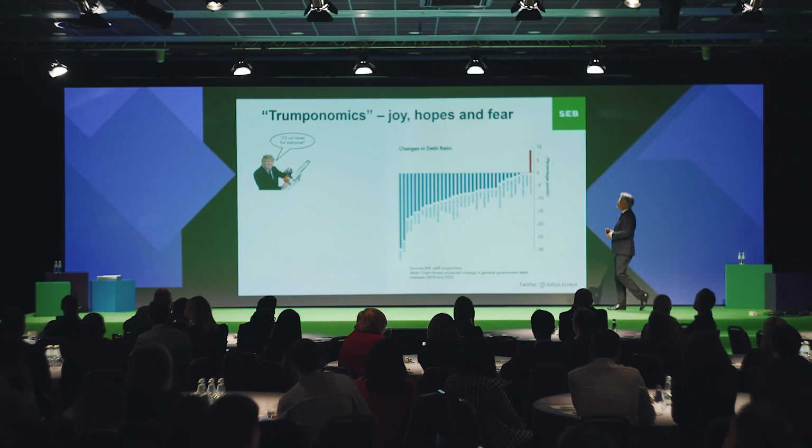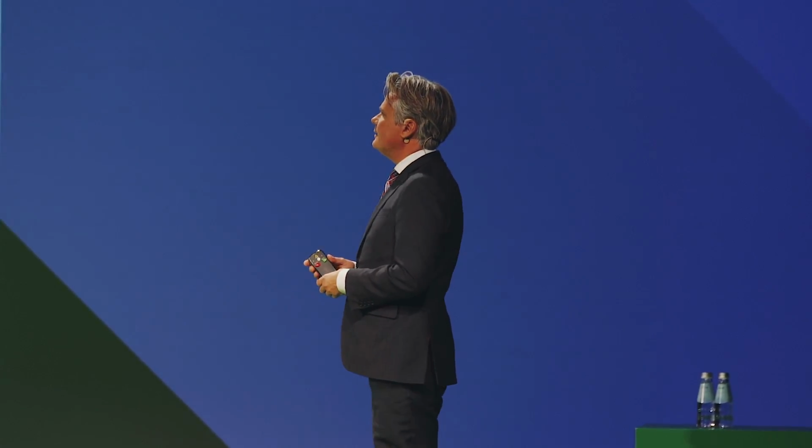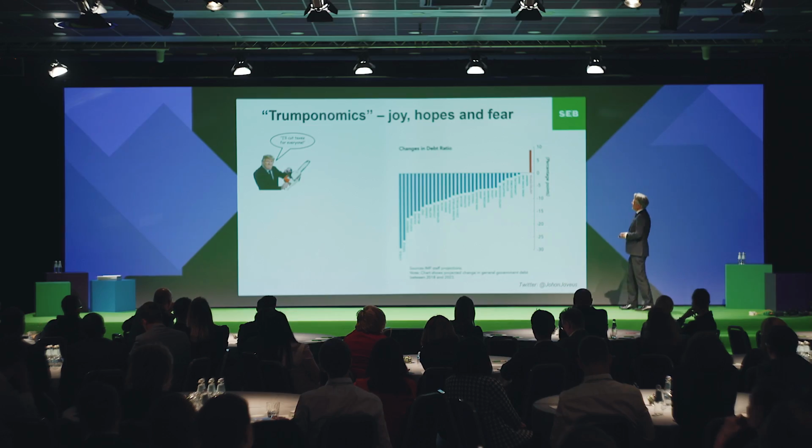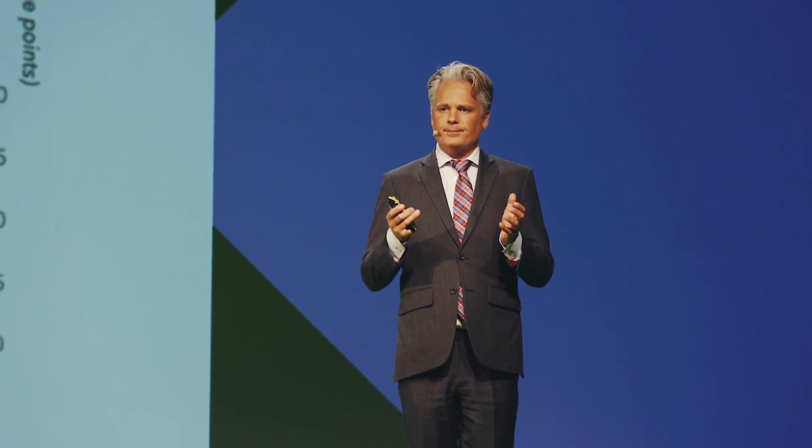Trumponomics. Well, I usually summarize this as it's a mix of joy, hopes, and fear. And the joy part, we got already earlier this year when they released this tax reform that lowered taxes for both corporates and private individuals. And the only problem with this tax, or there are two problems with tax reform. One problem is that it's extremely ill-timed.